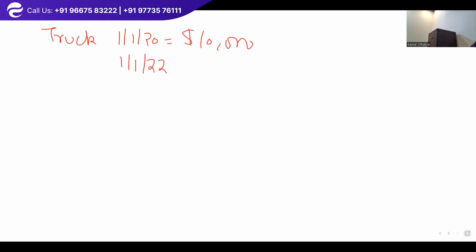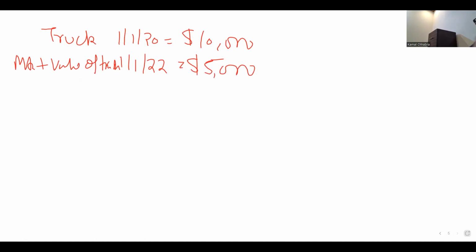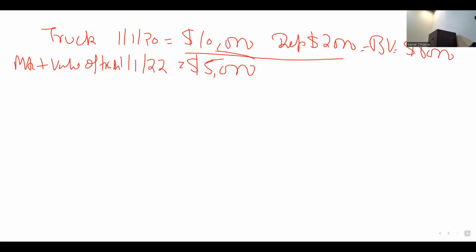No, I understand. Let's see. So, for example, let's say you have a truck which you purchased on 1st January 20 for, let's say, $10,000. Now, this truck, you might have hit somewhere, and on 1st January 22, the market value of the truck is, let's say, $5,000. And you have already claimed, let's say, depreciation of $2,000. So your book value of the truck is $8,000. And now you are transferring this truck to the church.